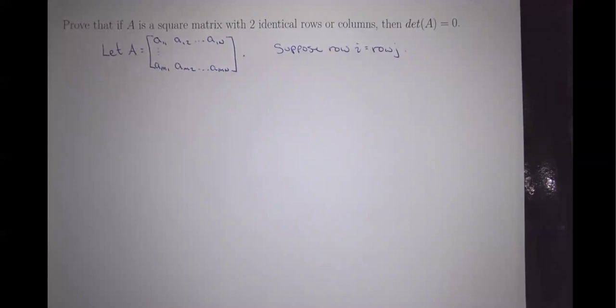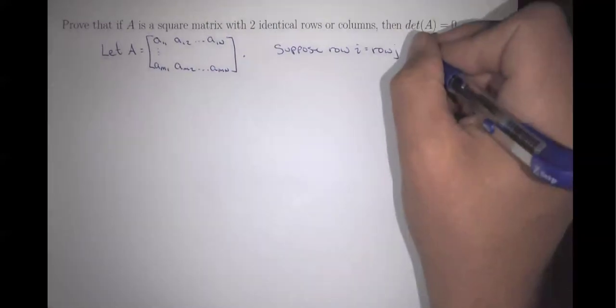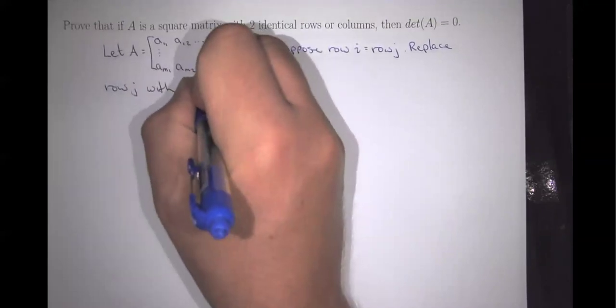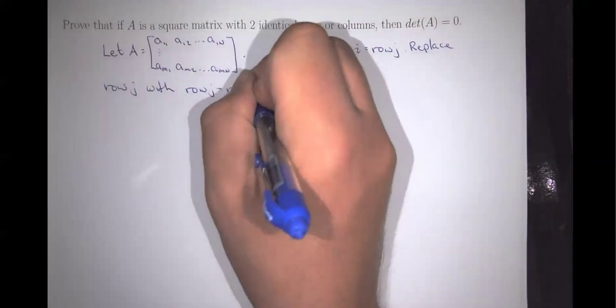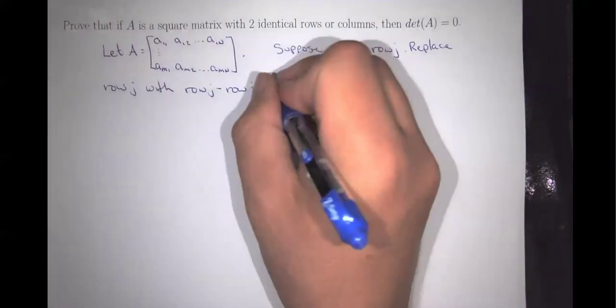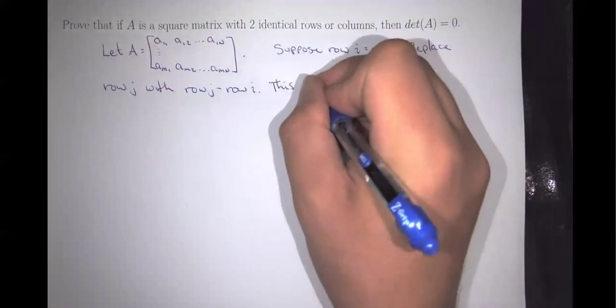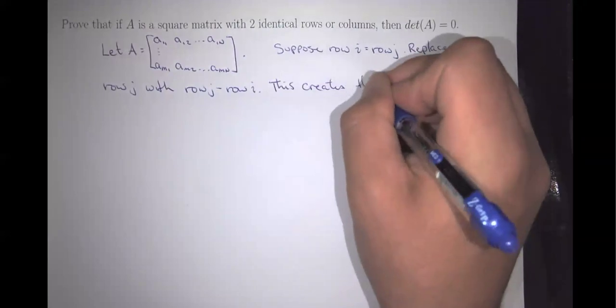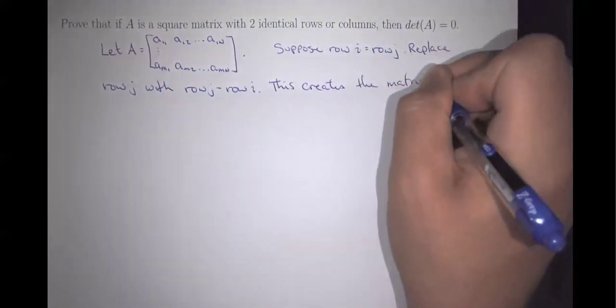Then we could go ahead and do some elementary row operations and replace row J with row J minus row I. Now this creates the matrix. We'll call it A star.